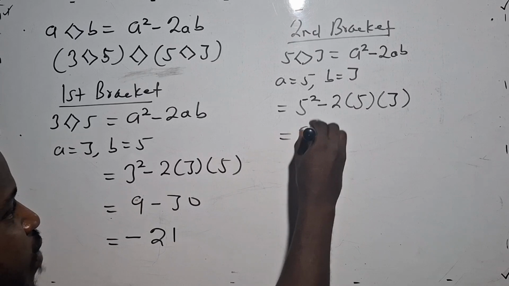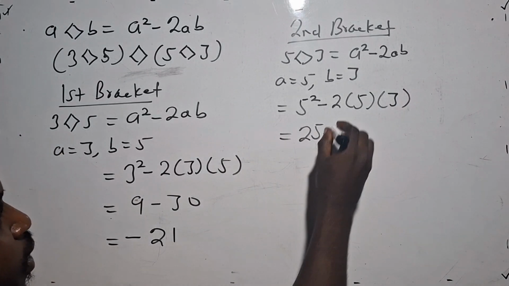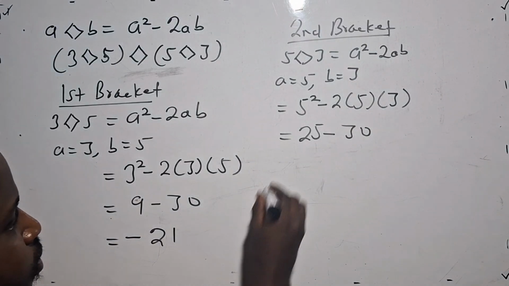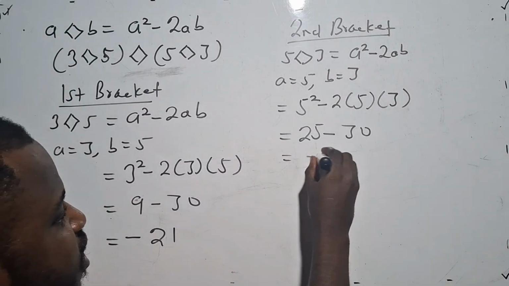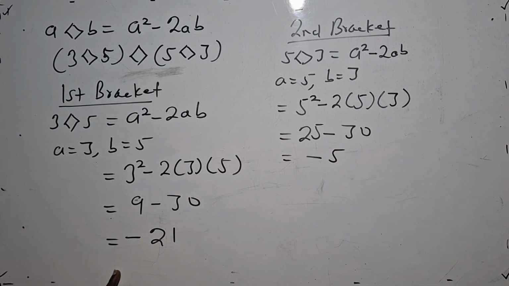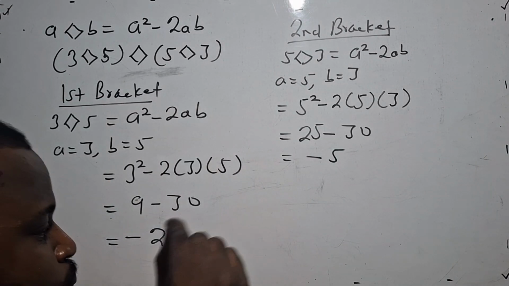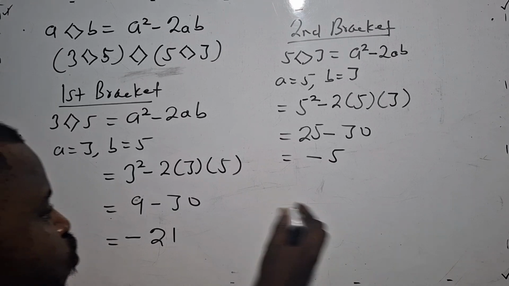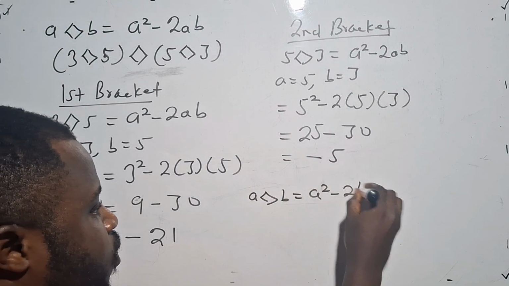5 squared is 25 minus 2 times 5, which is 10. 10 times 3 is what? 30. So 25 minus 30 will give me negative 5. Yes. Now with the first bracket, I got negative 21. Second bracket, I got negative 5. So I've obtained answers for these. So I'm going to apply the same rule, which says a operation b is equal to a squared minus 2ab.